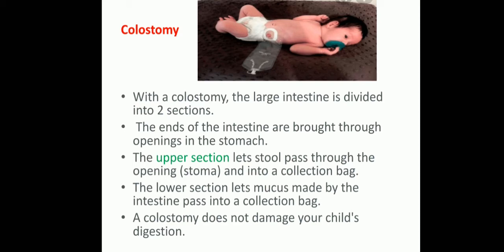Here with a colostomy, the large intestine is divided into two sections. The ends of the intestine are brought to openings in the stomach wall. Okay, here they are opened in the stomach. The upper section lets stool pass through the opening, that is the stoma, and into a collection bag. Here the collection bag is there, and whatever fecal matter is produced is collected in this bag. The lower section lets mucus made by the intestines pass into the collection bag.